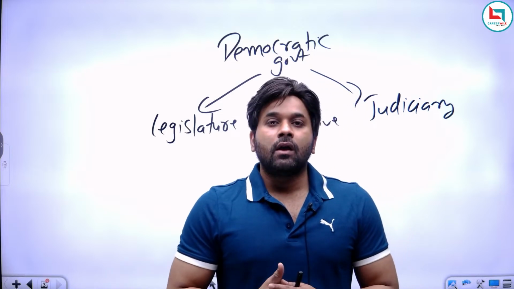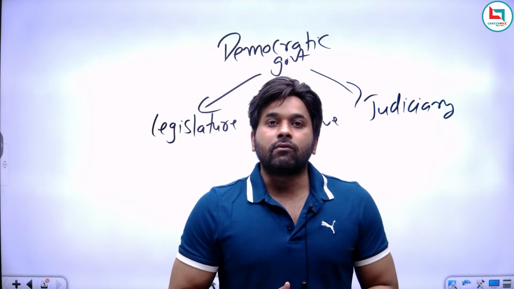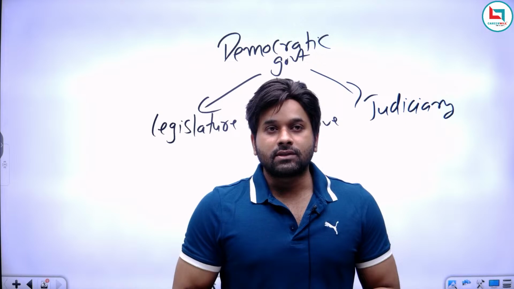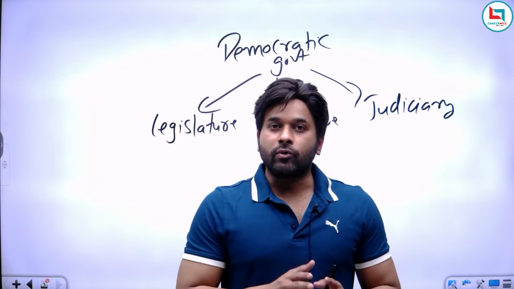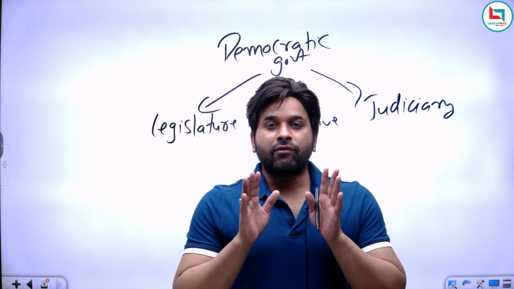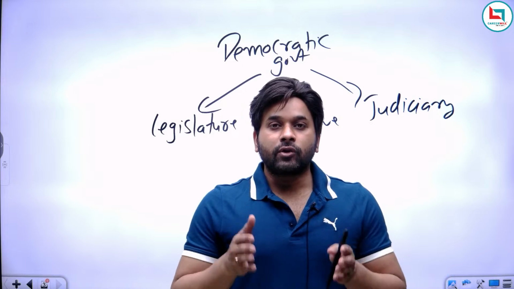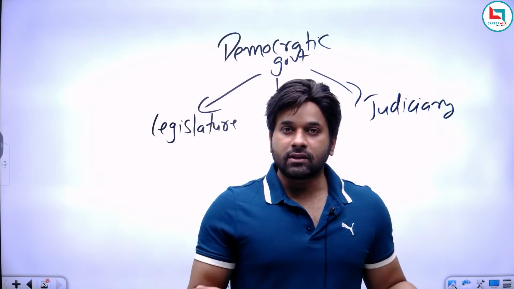Now remember, in a democratic government, there are a total of 3 organs. Whether it is India or USA, in both countries you will find a democratic government. So in India, there are 3 organs. In USA, there are also 3 organs.